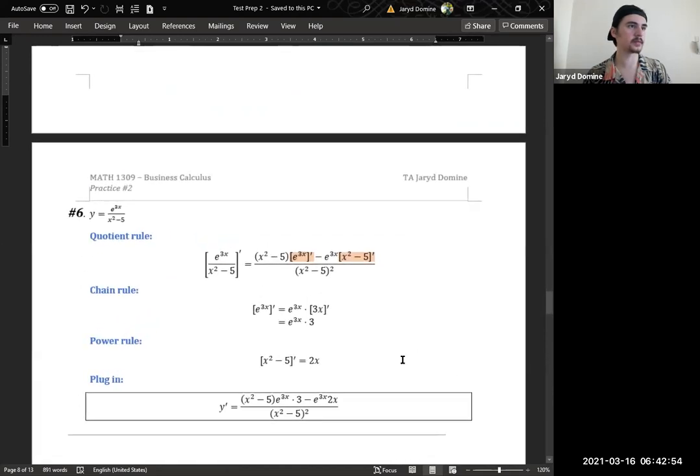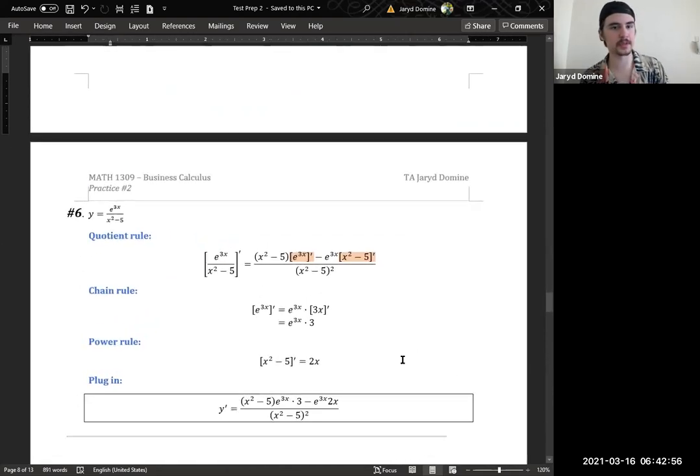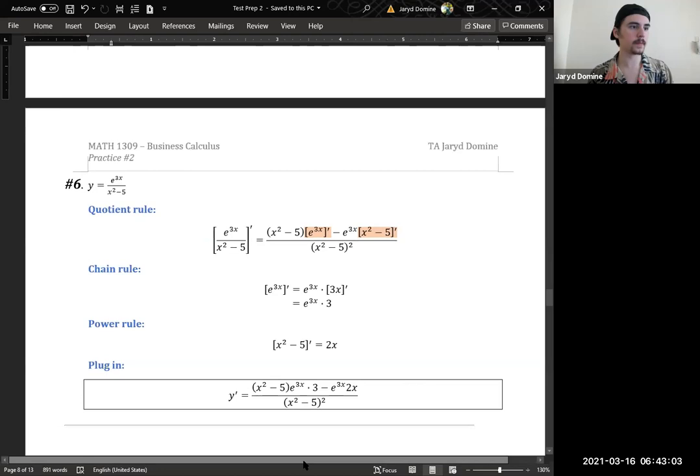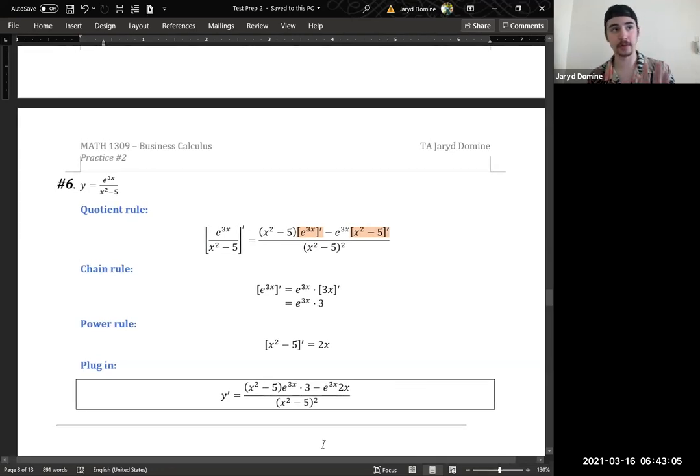All right, number 6. Number 6, we're using that exponential rule I mentioned earlier. So exponentials stay the same when you take the derivative. But you still have to use the chain rule with them if there's something up inside that exponent. So be careful for that.